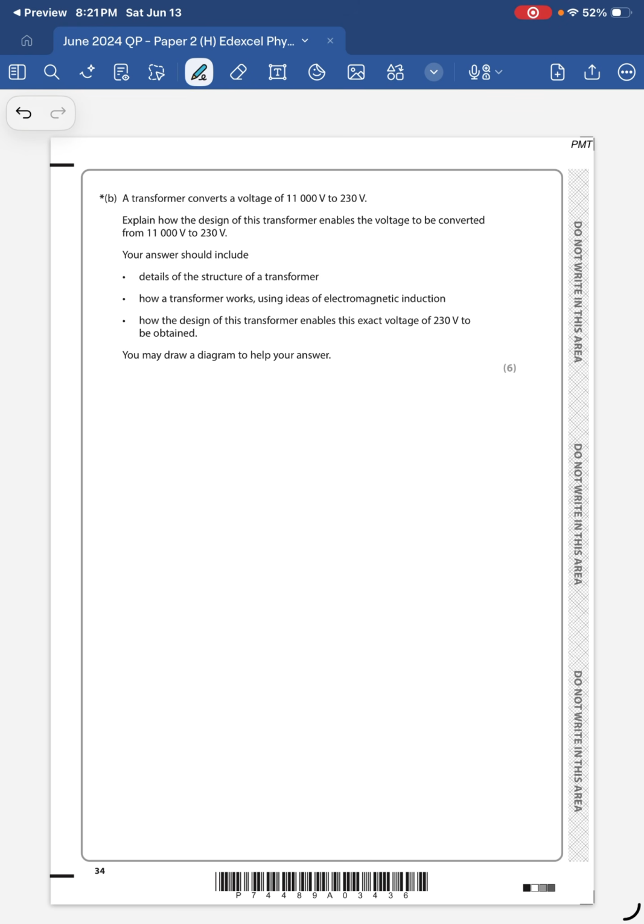Yes. Okay. So a transformer converts a voltage of 11,000 volts to 230 volts. Explain how the design of this transformer enables the voltage to be converted from 11,000 volts to 230 volts. Your answer should include details of the structure of a transformer, how a transformer works using ideas of electromagnetic induction, and how the design of this transformer enables this exact voltage of 230 volts to be obtained. You may draw a diagram to help your answer.